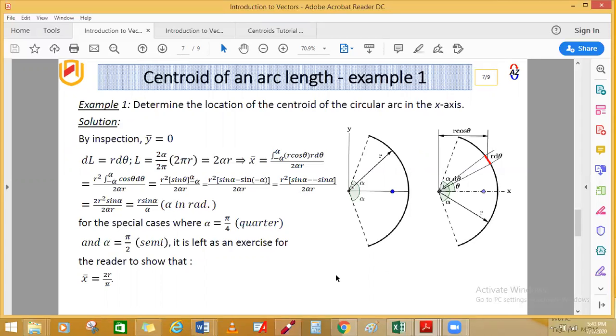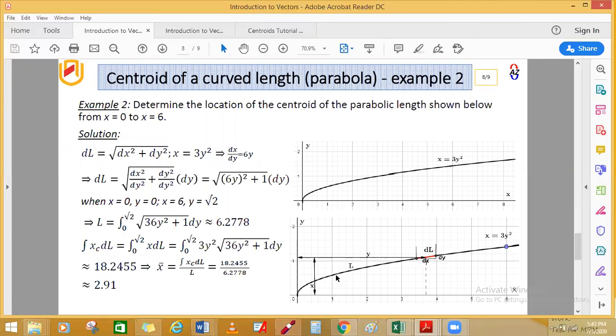The next one is about a parabola. Determine the location of the centroid of the parabolic length shown below, from x equal to 0 to x equal to 6. From there to there, it should be somewhere around there.